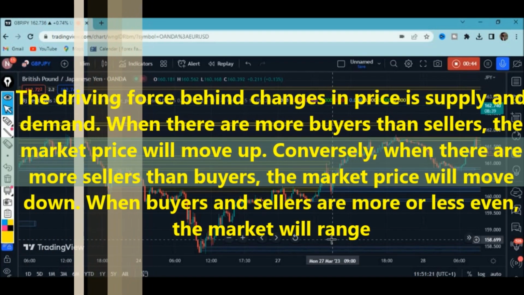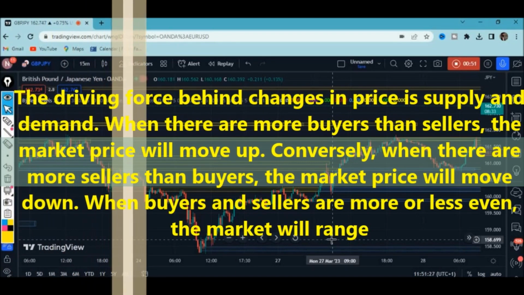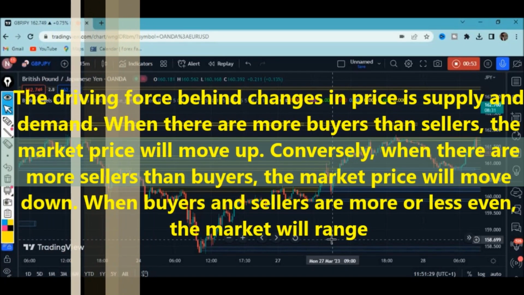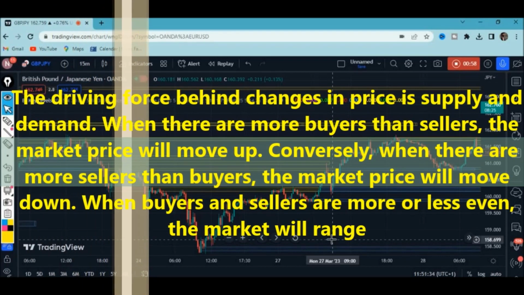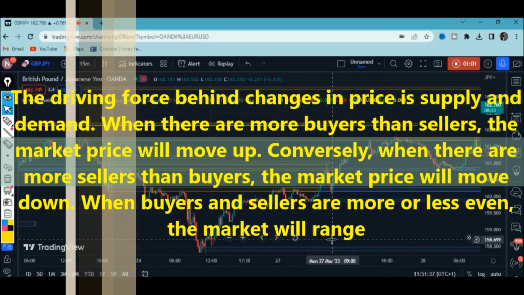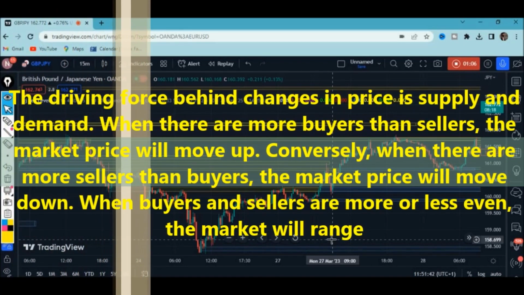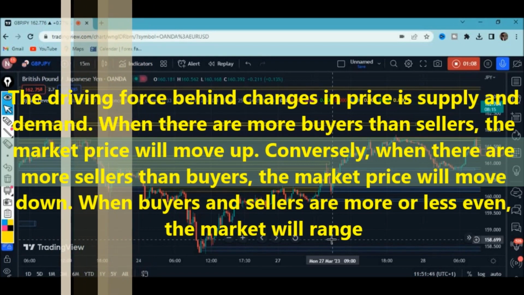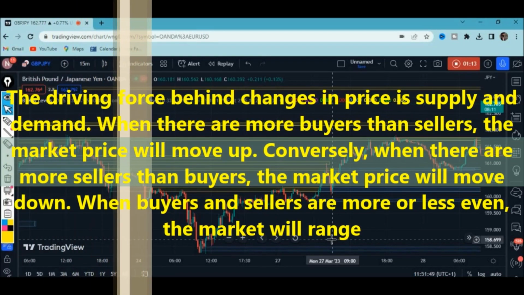So supply and demand in forex is the driving force behind changes in price. Where there are more buyers than sellers, the market price will move up. Conversely, when there are more sellers than buyers, the market price will move down. And you better know this: when buyers and sellers are more or less even, the market will ultimately range. So you can basically see the role that supply and demand plays in forex trading.